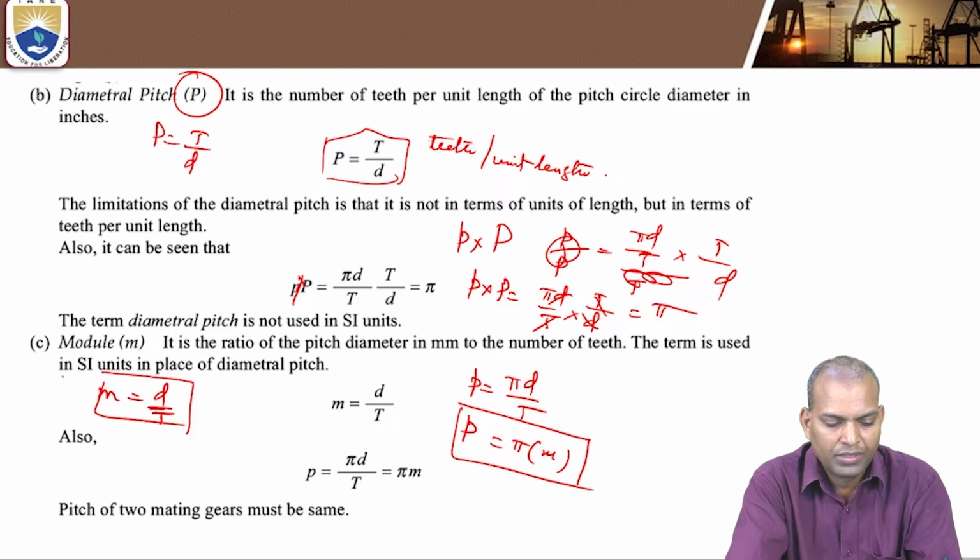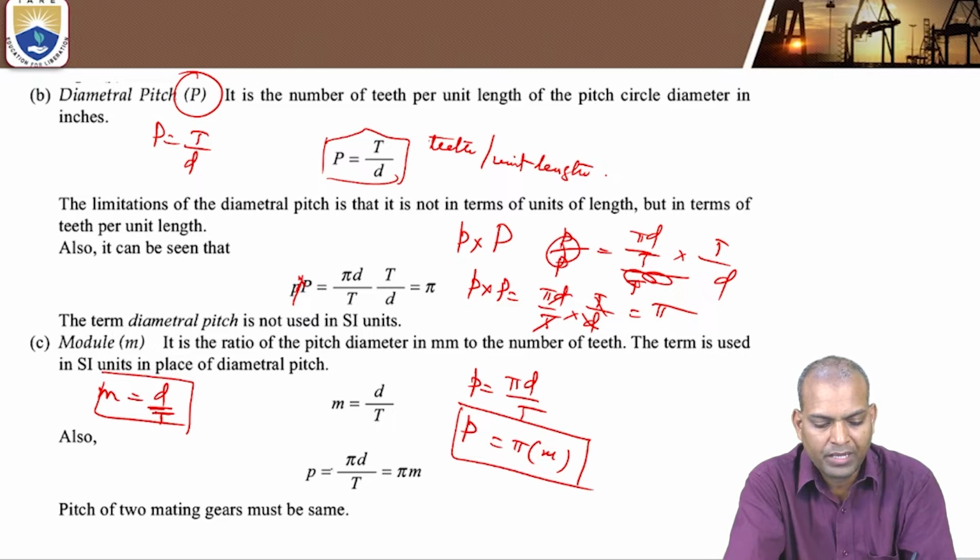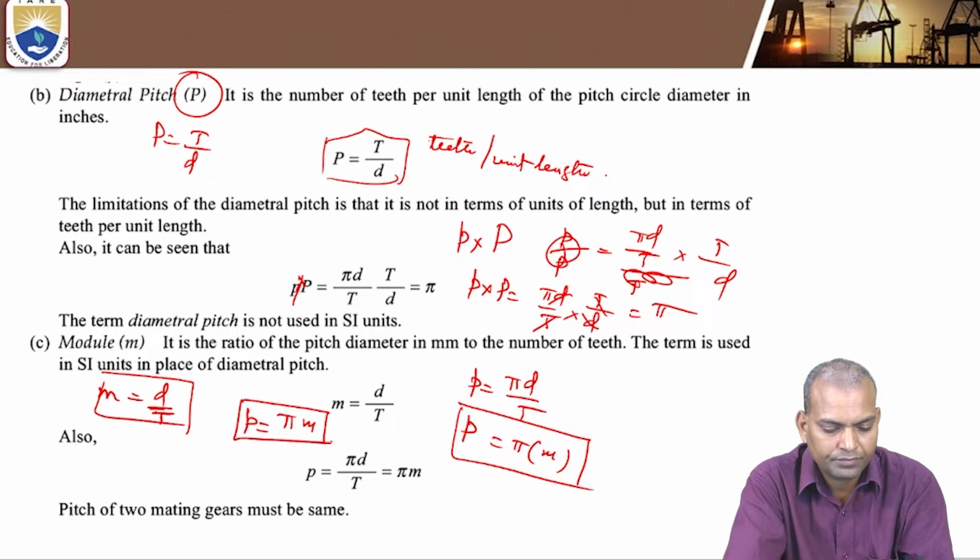In place of diametral pitch, we can use circular pitch p equal to pi times m.